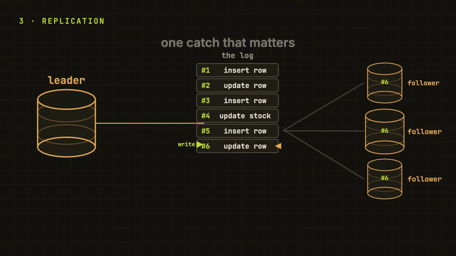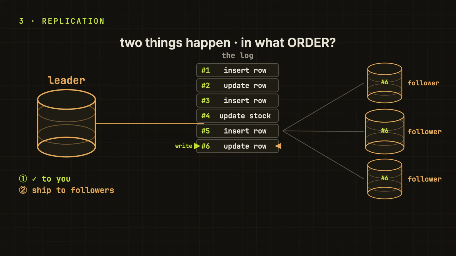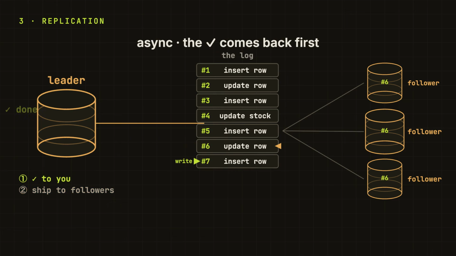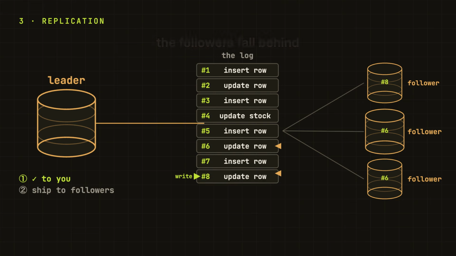But there is one catch that matters a lot in practice, so understand it well. How the copying happens matters. In asynchronous replication, the leader confirms your writes immediately and copies to the followers a moment later. This is fast, but it means the followers can be slightly behind. We call this replication lag, and it causes a classic bug.